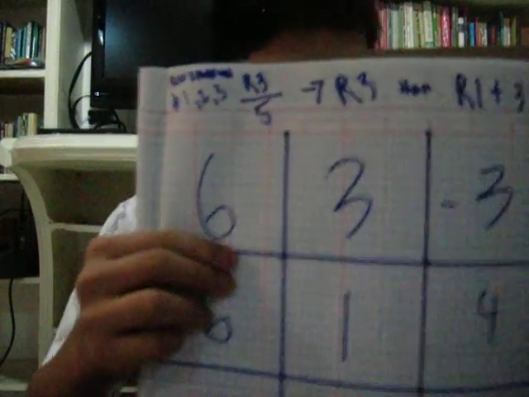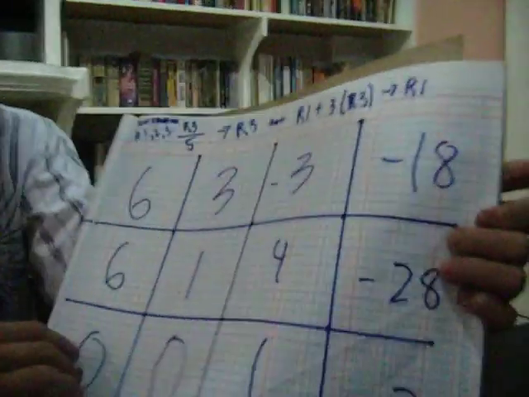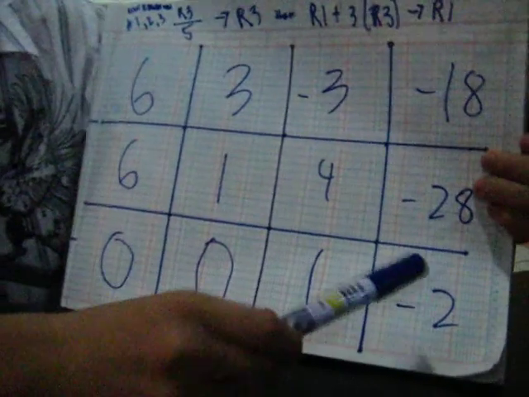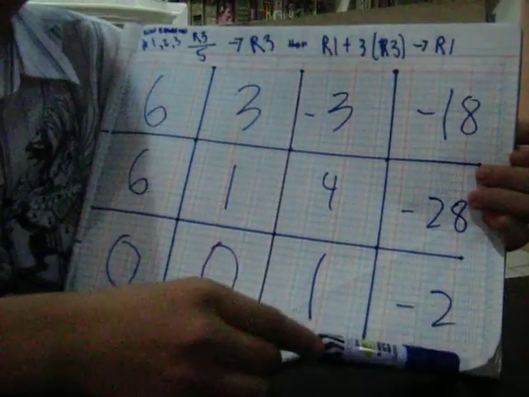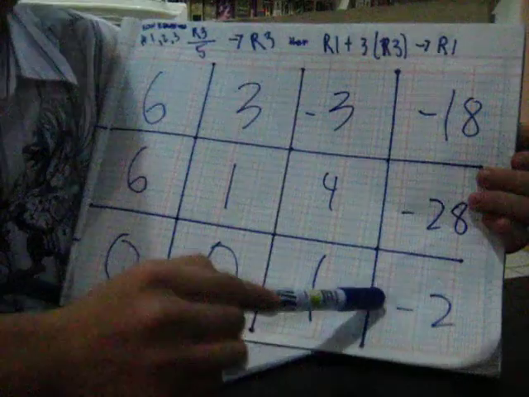First, in order to solve it, we must use row equations. And the first row equation we must do is R3 divided by 5 is then equal to R3. We will divide the original 0, 0, 5 into 0, 0, 1, which corresponds it from negative 10 to negative 2.